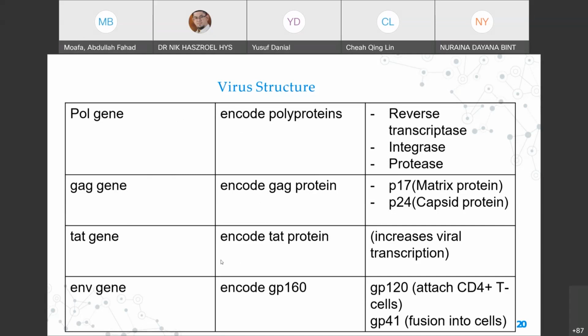Then the tat gene encodes the tat protein, which increases viral transcription. And the env gene encodes gp160, which contributes to the formation of gp120, which attaches the virus to CD4 positive T cells, and then gp41, which contributes to the fusion of the virus into cells.